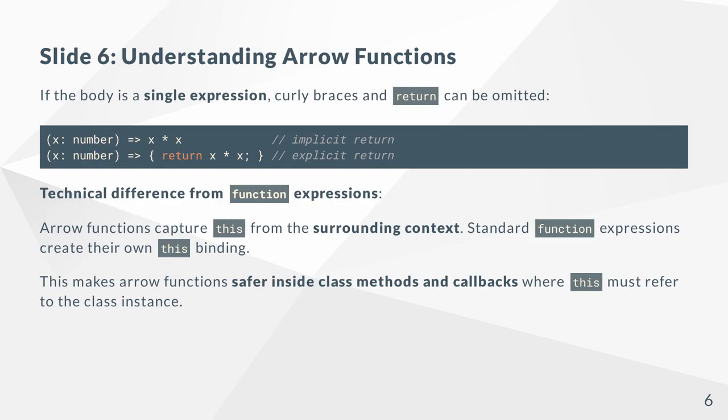Arrow functions have a concise form for single expression bodies. If the body is a single expression, you can omit the curly braces and the return keyword: (x: number) => x * x. The x * x is implicitly returned. There is one technical difference from function expressions. Arrow functions capture this from the surrounding context. Standard function expressions create their own this binding. This makes arrow functions safer inside class methods and callbacks where this must refer to the class instance.